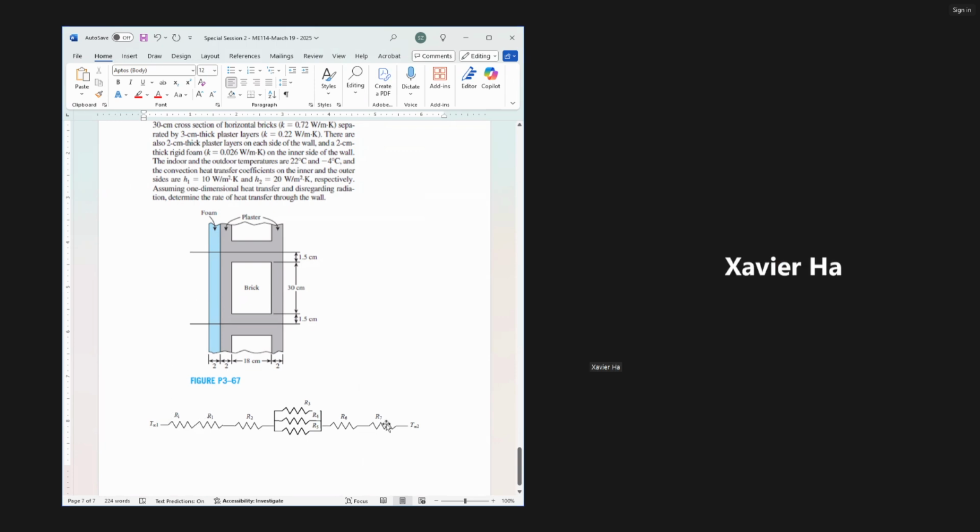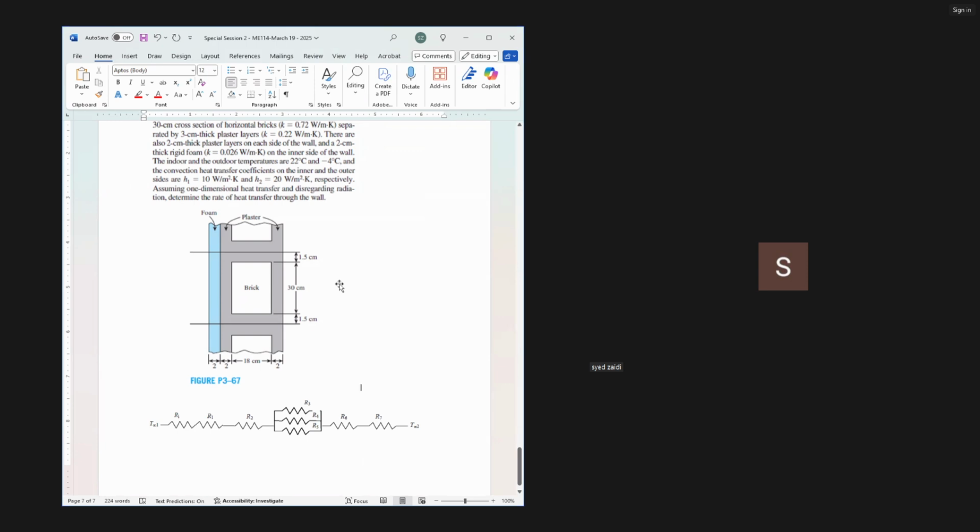And R7 is outside, right? So you have T infinity temperature here, and then you have Ri, then R1, then the blue one, which is R2, then three of them in parallel, which are R3, R4, R5. Then you have R6, which is 2 centimeter. Then you have R7, which is outside the wall, inside the room basically. And then you have T infinity 2, which is the room temperature.